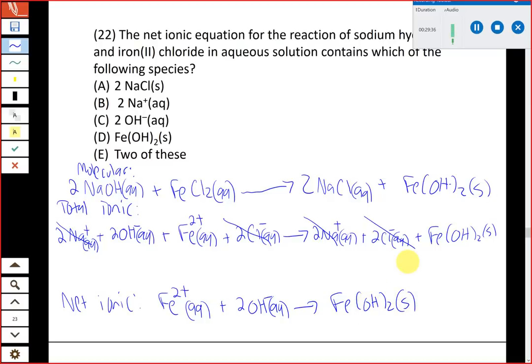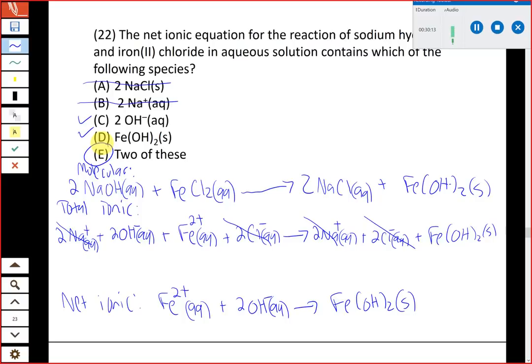All right, and as is usually the case when you have a precipitation reaction like this, the net ionic equation is just whatever 2 ions combine to make the insoluble product. So which of those appear in the net ionic equation? Well, neither of these do, because sodium chloride is soluble, so those are going to be aqueous on both sides, and then all be spectator ions. But we'll notice that 2OH minus appears on the reactant side, FeOH2 solid appears on the product side, so both of these, C and D, will appear in the net ionic equation, so the correct answer would be E, that two of these appear in the net ionic.